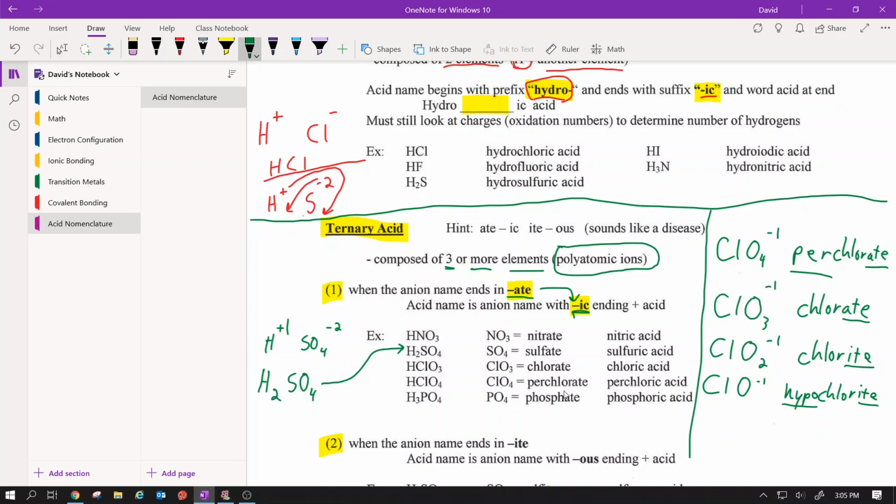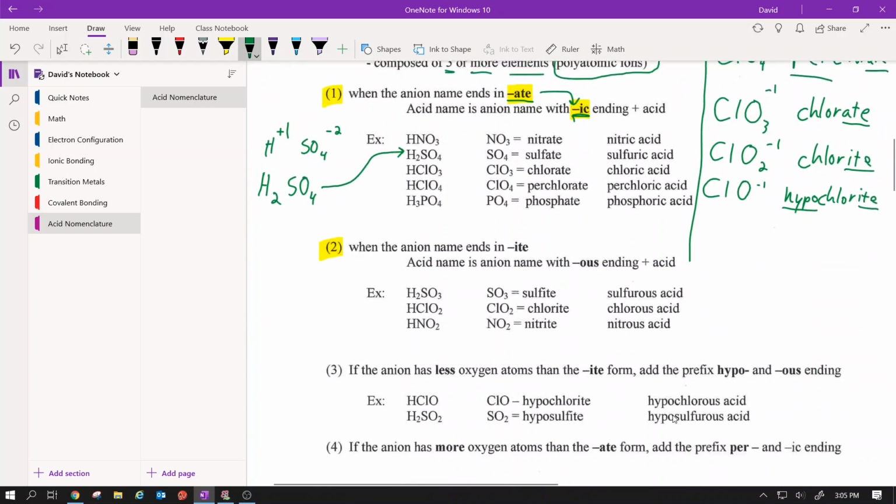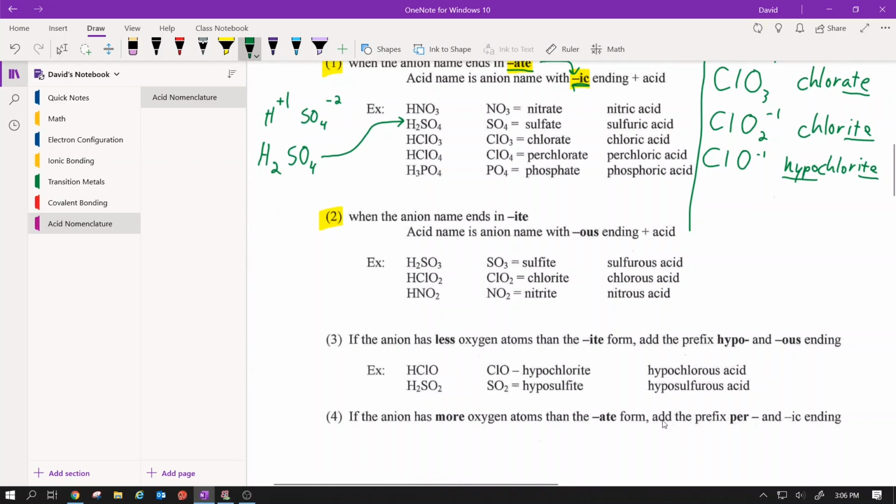Chloric acid, perchloric acid, phosphate. So if it's an ate, either chlorate or perchlorate, then it will turn into an ic. All right? Everybody comfortable with that? All right, so let's slide on down here to the ite.